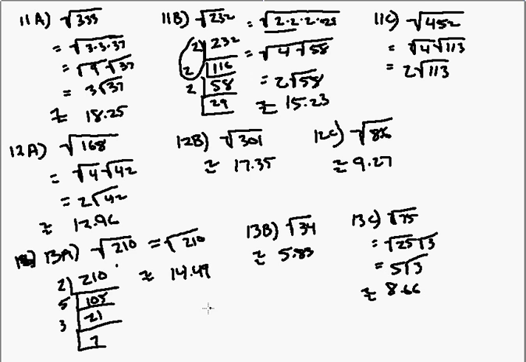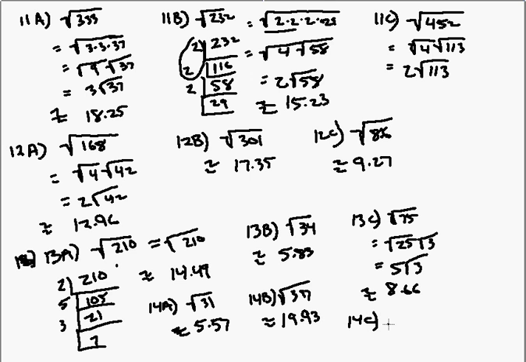14a is the square root of 31. 31 is prime, that can't be reduced, so that's approximately equal to 5.57. 14b, square root of 397, that's prime. That's approximately 19.93.